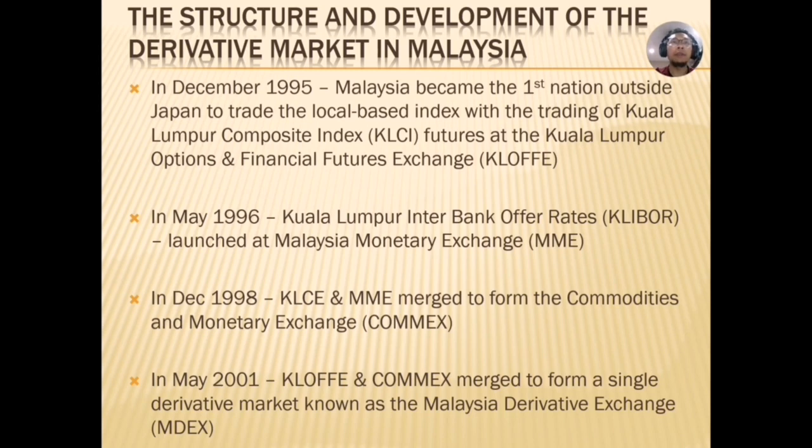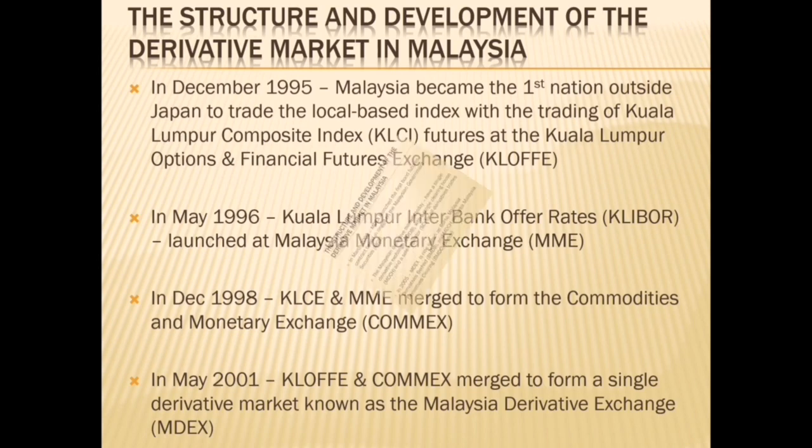In December 1995, Malaysia became the first nation outside Japan to trade a local-based index, with the trading of Kuala Lumpur Composite Index futures at the Kuala Lumpur Options and Financial Futures Exchange (KLOFFE). In May 1996, KLIBOR was launched at the Malaysia Monetary Exchange, and in December 1998, KLCE and MME merged to form the Commodities and Monetary Exchange (COMMEX). In May 2001, KLOFFE and COMMEX merged to form a single derivative market known as the Malaysian Derivatives Exchange.